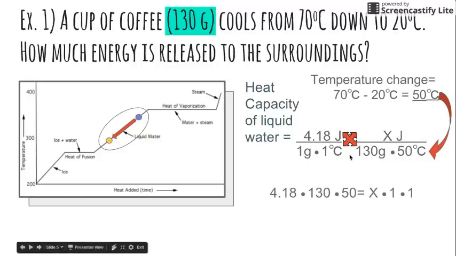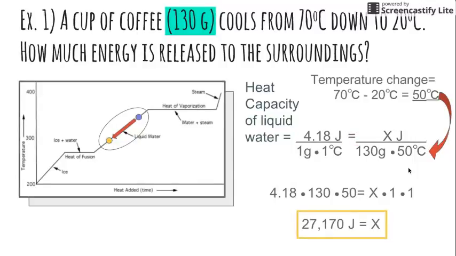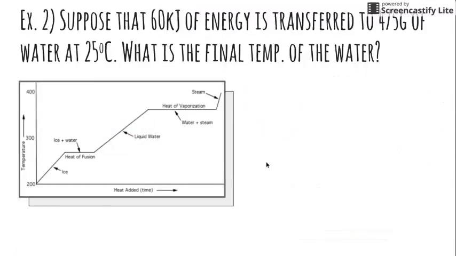And then the x gets multiplied by 1 by 1. Which means if you type that all out in the calculator, you should end up with a final answer of 27,170 joules of energy required for 130 grams to change by 50 degrees Celsius. All right, number 2, a little bit different.